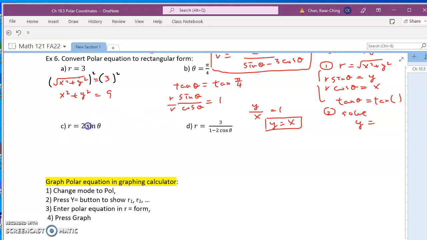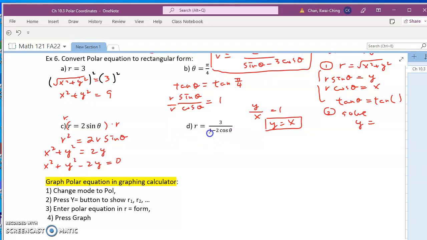What about r equal to 2 sine theta? Wow, I can almost replace this by y if I have r on this side. So the way to do it would be to multiply by r on both sides, which is good because this would be r squared, and here I have 2r sine theta, right? So r squared is what? It's x squared plus y squared. And r sine theta is y, so equal to 2y. That's the equation of another circle. In pre-calculus, you'll learn that this is another circle.